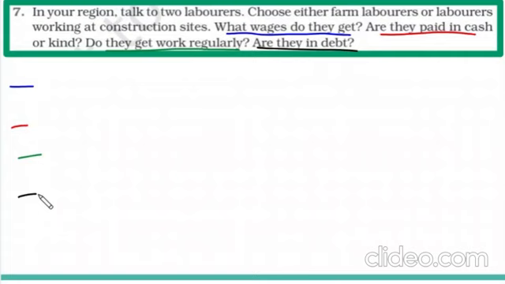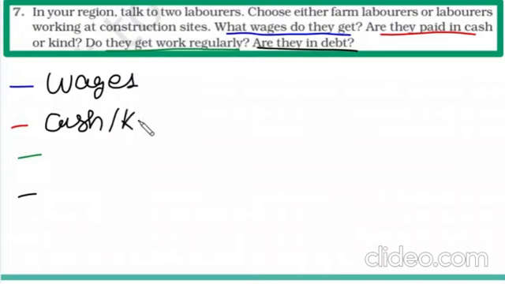There's no specific answer to this question. It's student specific. So you can go and talk to any two laborers. You can see many laborers around you. Firstly, ask them what their wage is. Here you will write the wages. Secondly, write if they get paid in cash or in kind, which means do they get proper money, or do they get some crops or some food items and they are given that much only.